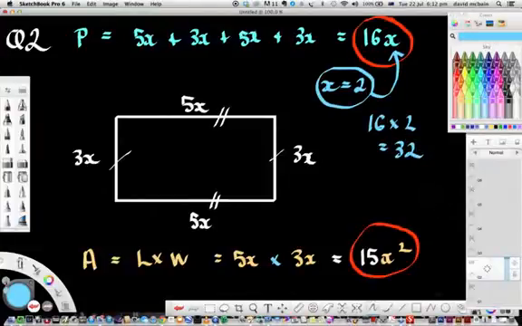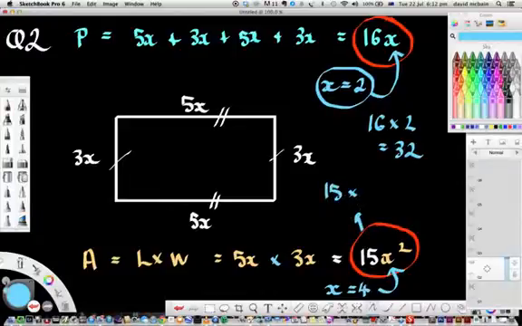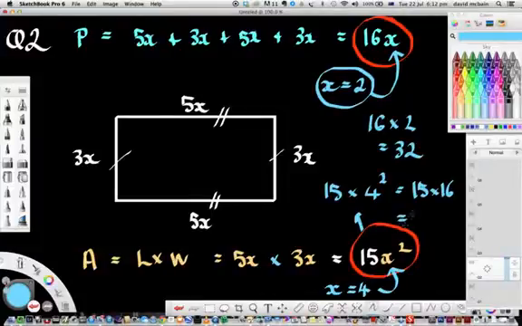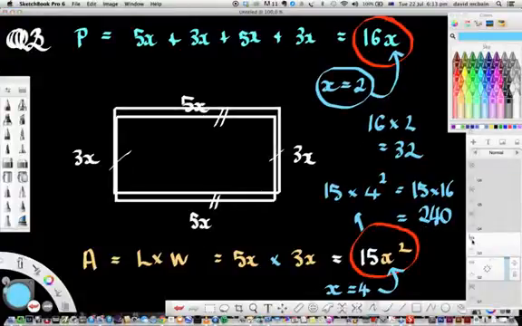Part D of the question, we had to work out the area when x equals 4. So we're going to substitute x equals 4 into the area expression. So that's going to be 15 times 4 squared, and 4 squared is 16, so it's going to be 15 times 16, which actually equals 240. So the answers to C and D were 32 and 240.